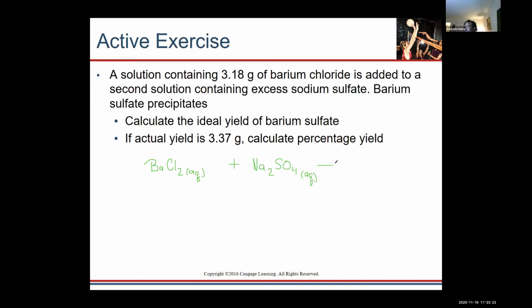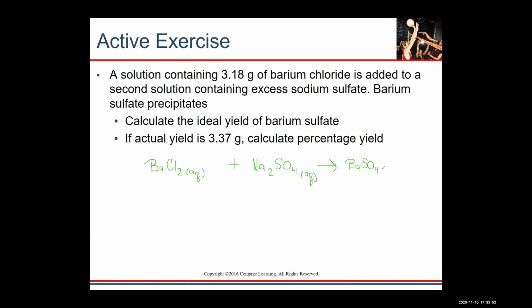And it yields, what are my products? Barium sulfate and then sodium chloride. What is the chemical formula for barium sulfate? BaSO4.